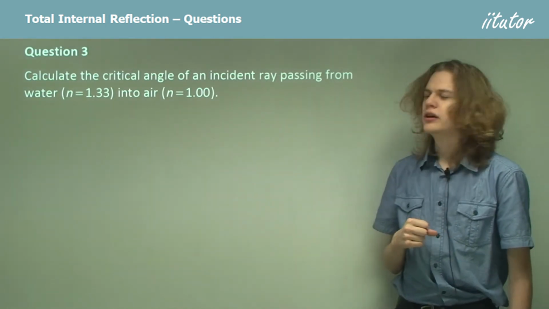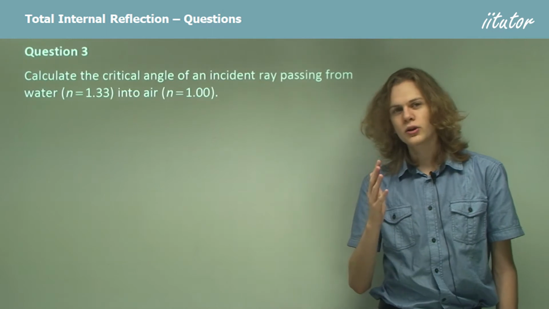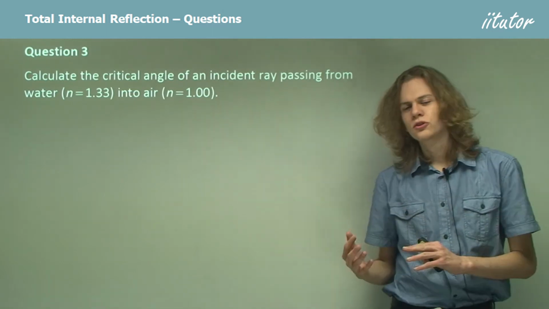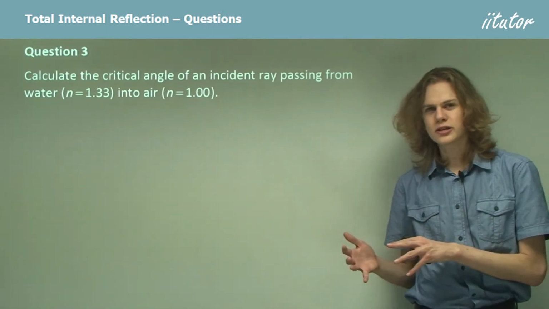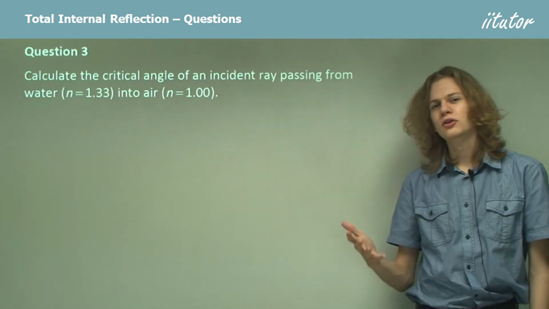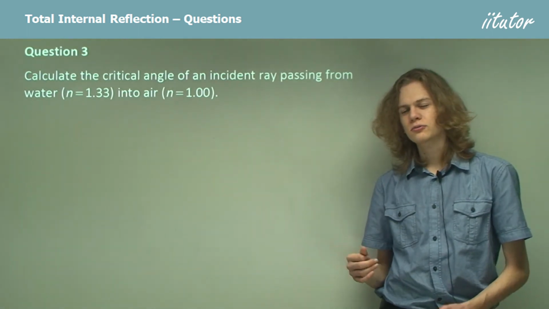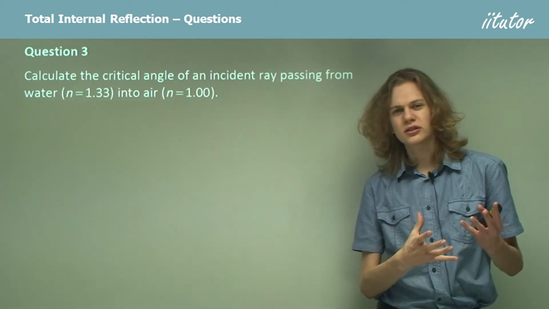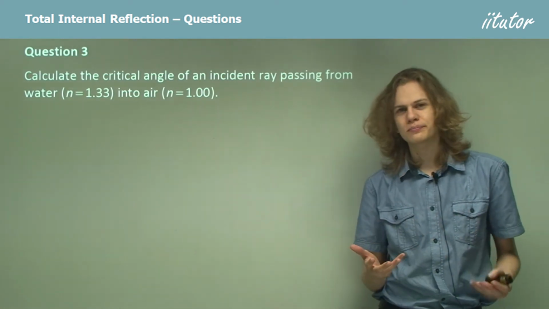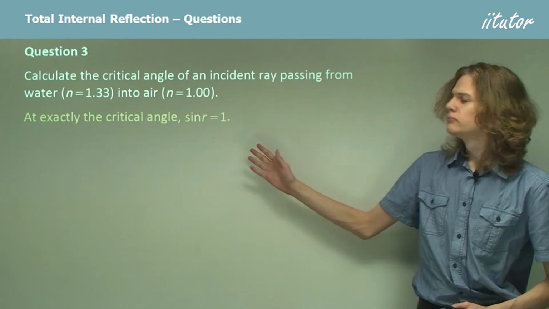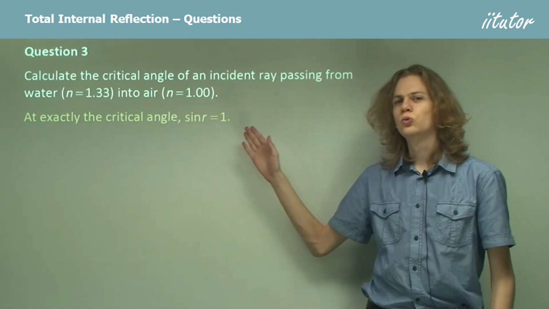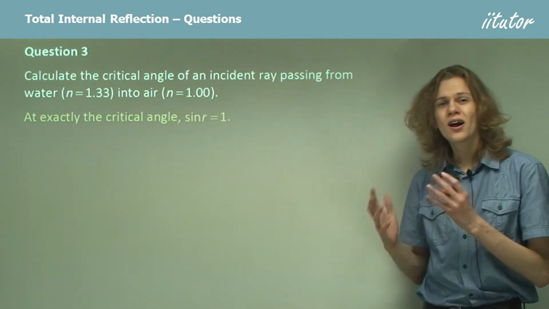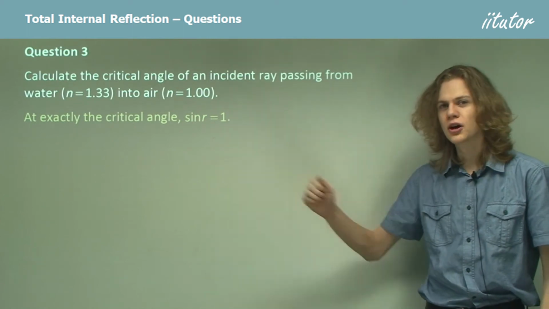Now what we should use here is Snell's law, but we need to set the angle of refraction to exactly 90 degrees, because that will be the very limit of refraction. If we try to refract with an angle of incidence greater than this, we won't get any refraction. At exactly the critical angle, the sine of the refracted angle equals 1. And of course, we can't get it any higher than that. That's the maximum value for sine r.